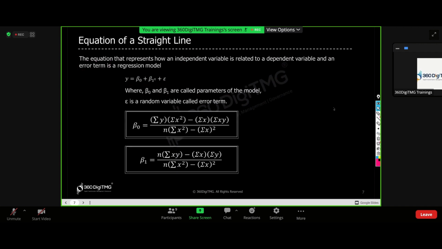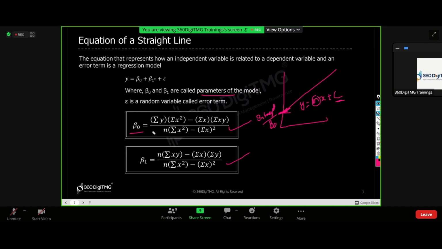Beta naught is calculated using this, and beta 1 is calculated. These are the parameters of the model. By default, you will get these values, right? Because based on this line, you will have some intercept value. If you are aware of the equation of a line, it is given by y equals mx plus c. C is constant, m is the slope of the line. So here this is the intercept value, right? Which will be beta naught in this case.